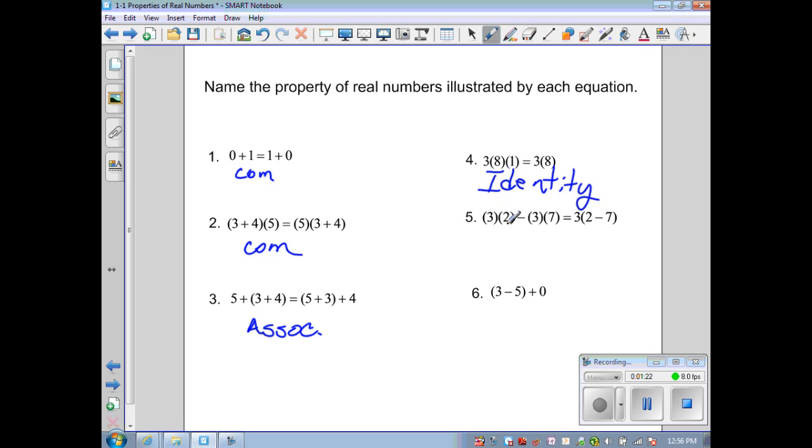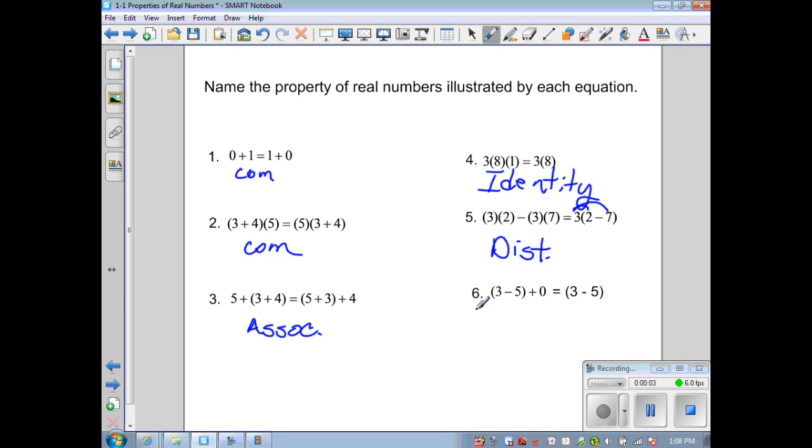Here, 3 times 2 minus 3 times 7. And here we have 3 outside the grouping of parentheses. This would be the distributive property. Just multiplying each term by 3, leaving the symbol in between the same. Number 6, 3 minus 5 plus 0. When I add 0 to any quantity, I get back with what I started, which is 3 minus 5. Therefore, this is additive identity.